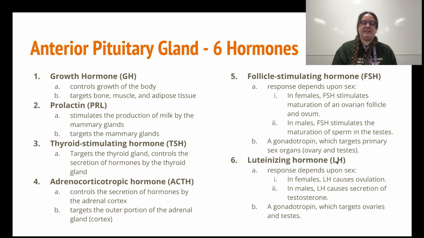So, for instance, first one, growth hormone, or GH. This controls the growth of the body. It targets bone, muscle, and adipose tissue. And this is the one that really hits you while you're growing, but also doubly hits when you hit puberty. So right now my son, who is 9, I like to use him as an example on occasion. He definitely has growth hormone pumping through his body because he's a growing boy.